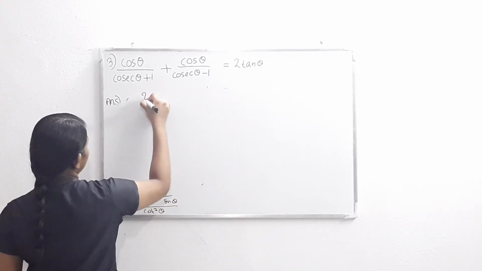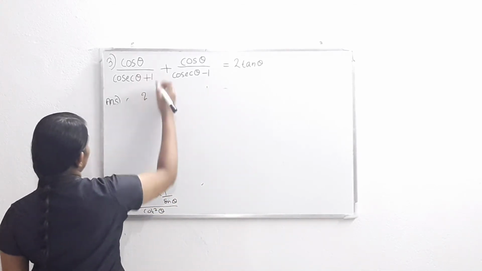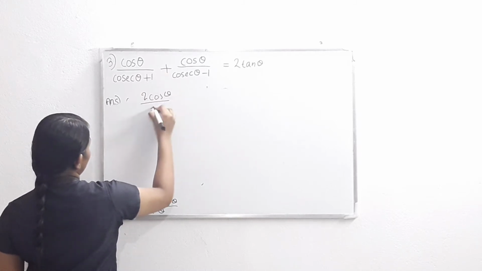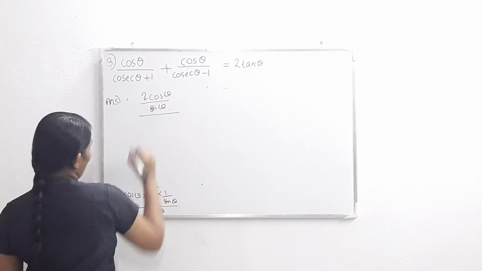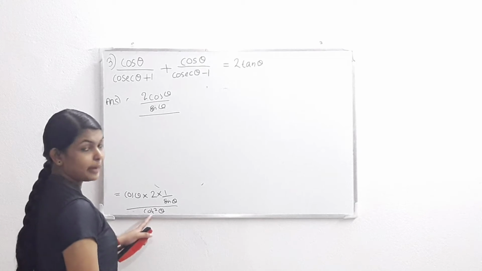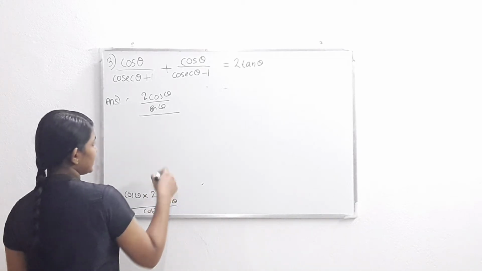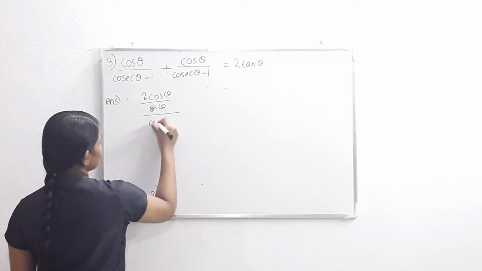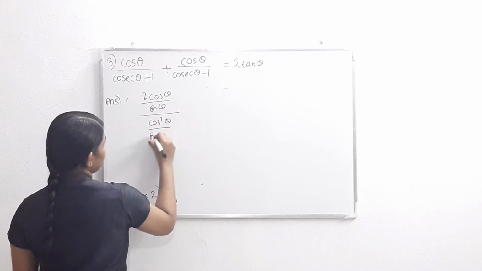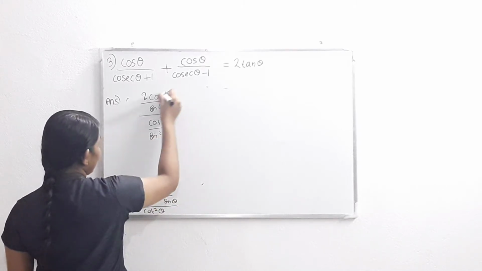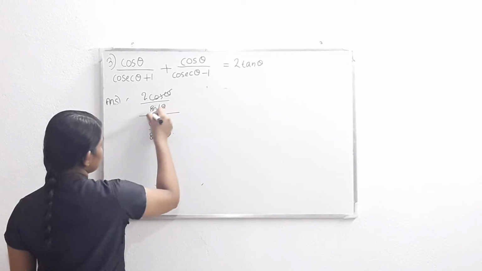So we got the final result as 2 cos theta divided by sin theta divided by cot square theta. This cot square theta can be written as 1 by tan square theta, or we can write it as cos square theta divided by sin square theta. Now we can cancel 1 cos theta from here and also 1 sin theta.